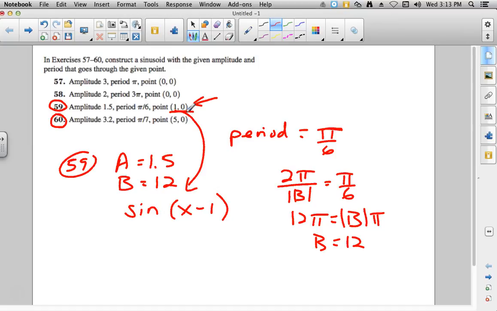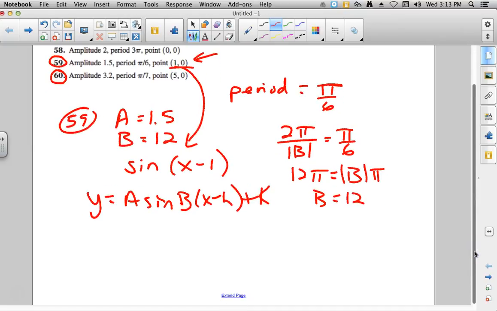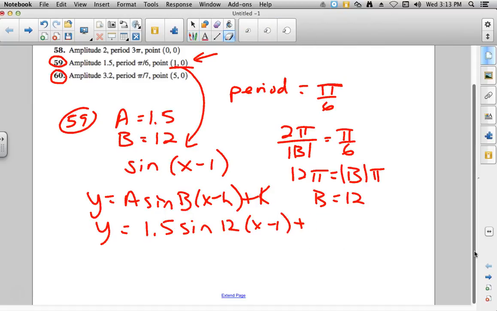So now we just need to put this all together in our y equals a sine of b times (x minus h) plus k formula. And you'll notice we don't have anything here that's dealing with k. So it will be y equals 1.5 times the sine of our b value was a 12. And then we said x minus 1 is how we're going to end up getting our 0 that we needed. And our k value is 0.